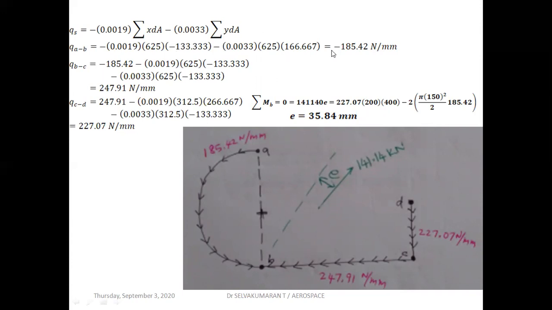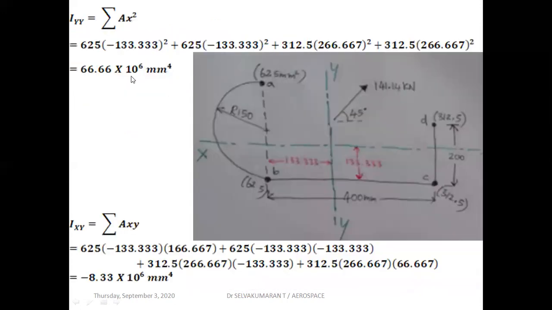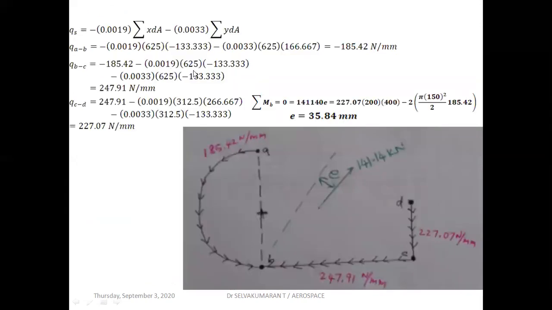Now q BC: carry over the previous shear flow value as it is, plus this equation minus 0.0019 with stringer B now considered. This is the x distance for stringer B, this is the y distance, and this is the area. Substitute here, and you get 247.91 Newton per millimeter. So q AB is minus 185.42, anti-clockwise, and q BC is plus, clockwise. BC is clockwise, positive.